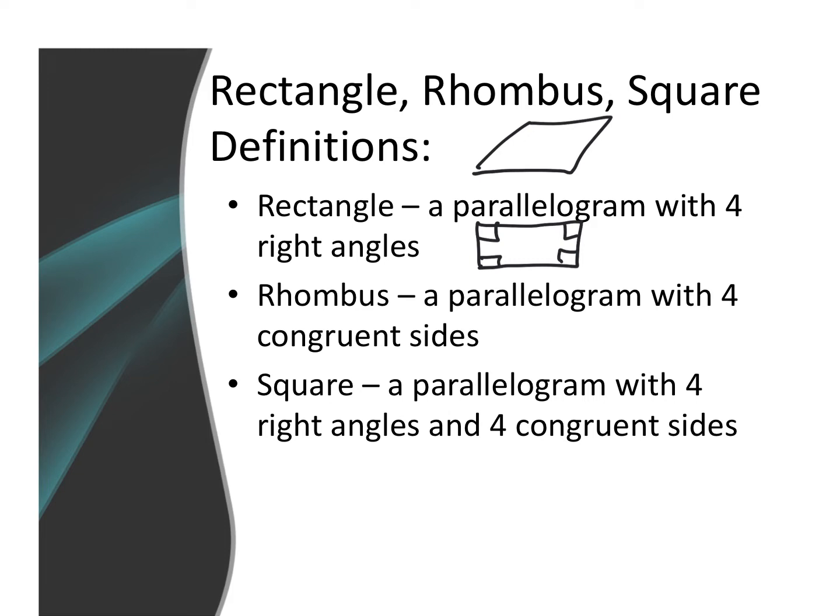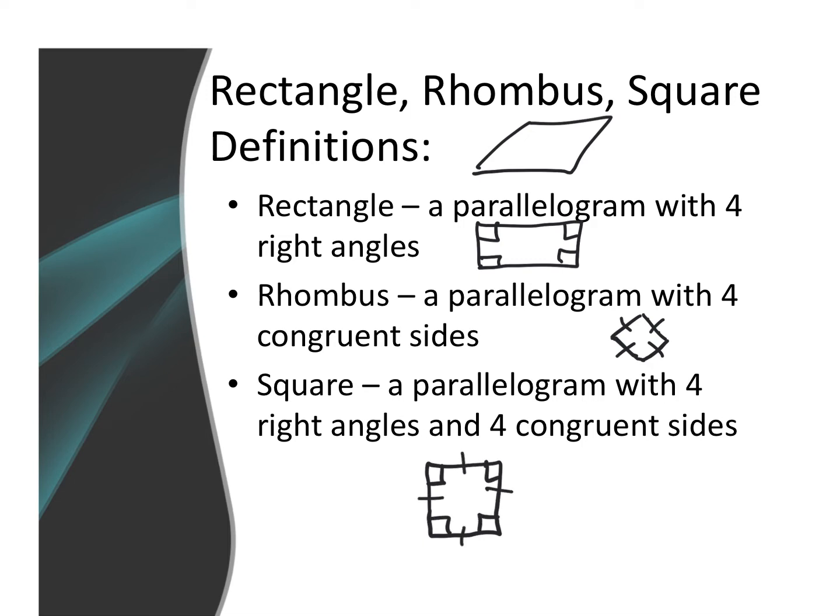So it's still a parallelogram because opposite sides are parallel, opposite sides are congruent, and opposite angles are congruent. But now, as soon as we make all the sides the same, then that parallelogram is a rhombus. And then the last one, a square has everything a rhombus has and everything a rectangle has. So it's a parallelogram with 4 right angles and 4 congruent sides.